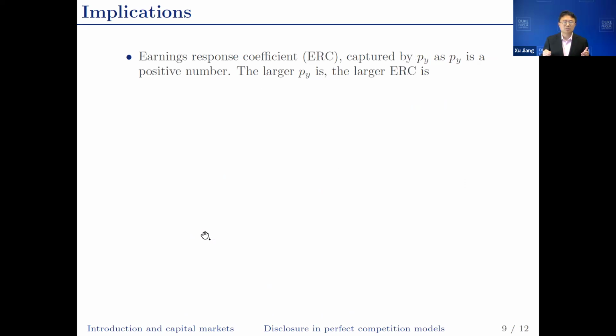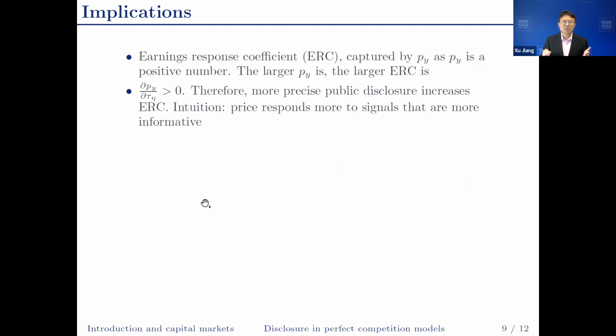Now let's look at earnings response coefficients, which is PY, the coefficient on Y, if we interpret Y as an earnings disclosure. Of course, the larger PY is, the larger the earnings response coefficient is. We can see here that more precise public disclosure results in larger PY, which results in a larger earnings response coefficient. The intuition is quite straightforward. With more informative public disclosure, earnings are going to be more informative, and price is going to respond more to more informative earnings signals.